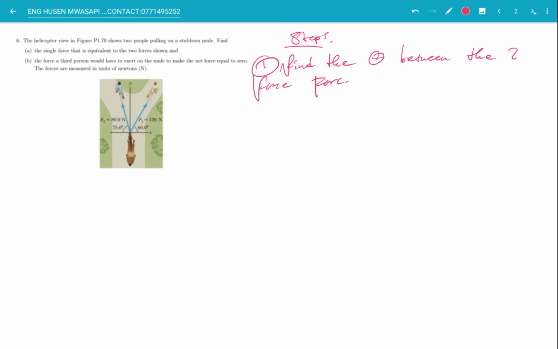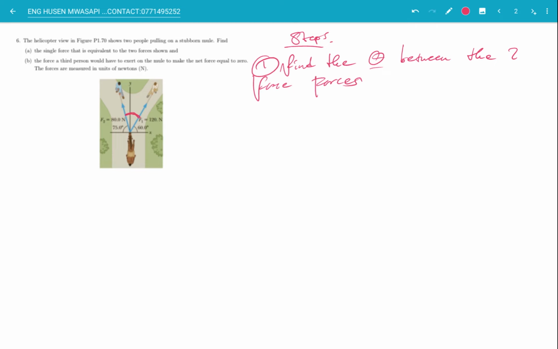This method only works for two forces acting on a system. I'm only saying this works for two forces because it's going to be a bit complex if we had more than two forces. So I would advise you only use this method when you have two forces. So find the angle between the two forces. You see this is force 1 and force 2, so let's find the angle in between, which is this one here.